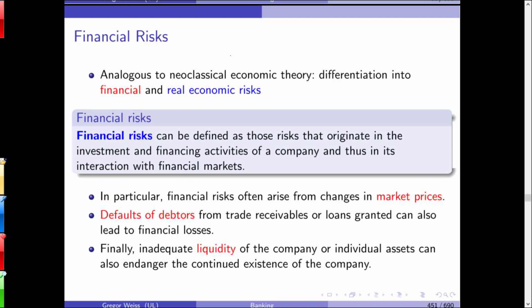Usually we'll see that financial risks arise from changes in some kind of market parameter, and in most cases this will be a market price. It could also be that we still have some payments due, some receivables from our trade business, or maybe because we have granted loans. If the debtors default on these loans, on our receivables, we'll be facing what we call credit risk. So we'll have market prices, default probabilities that might change, and finally illiquidity that looms over the company if we are not able to fulfill our payment obligations. And these are just three sources and origins of financial risks for a company.